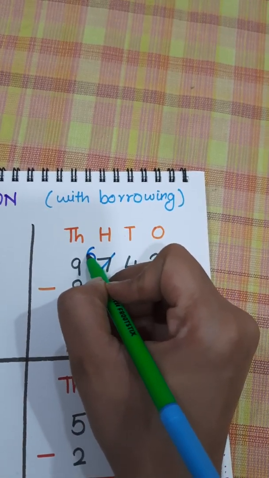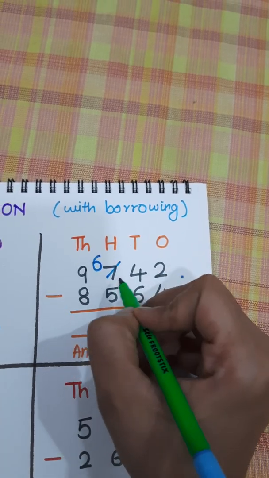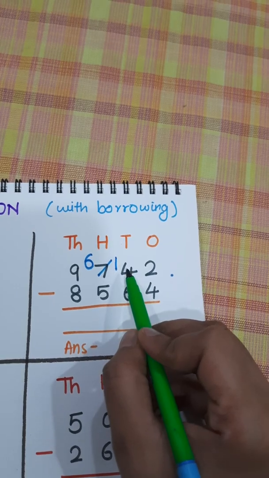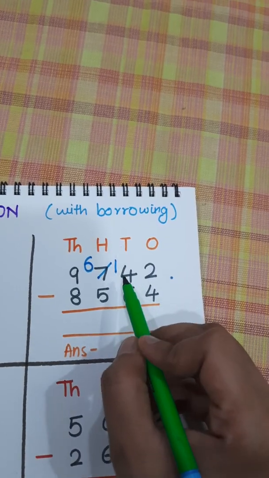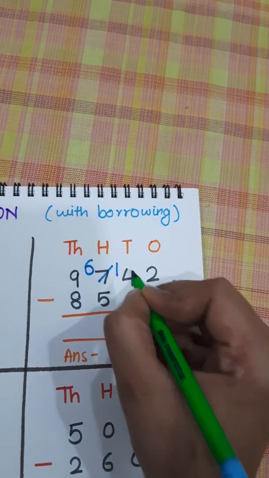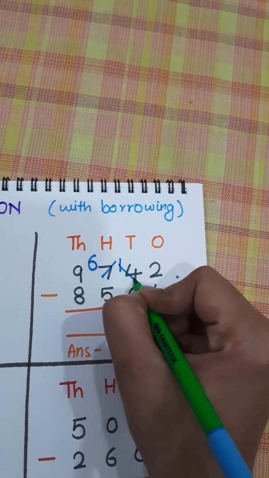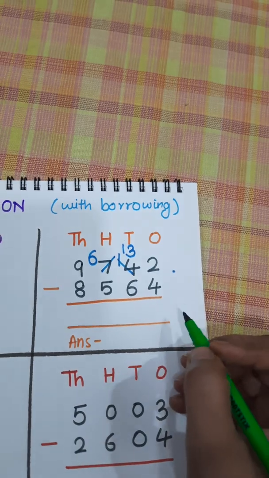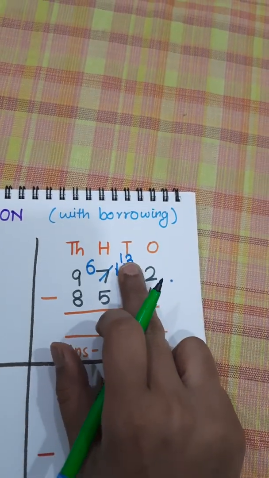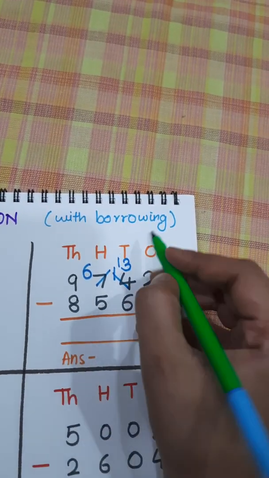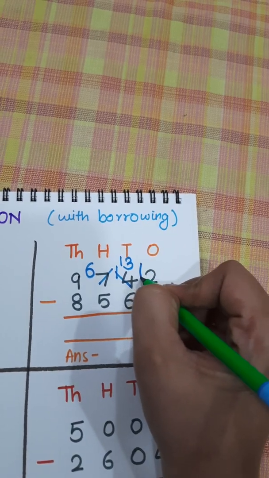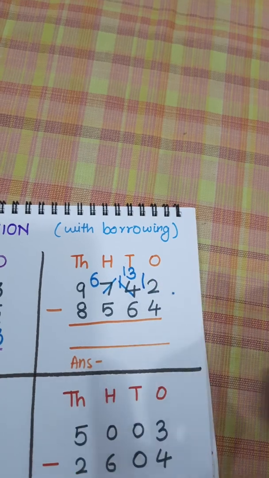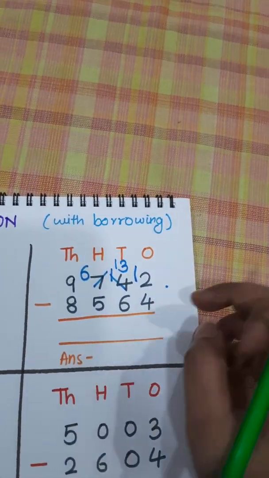So we have taken from here and it is left with 6. We have passed on 100 over here, so it has become 14 tenths. So this also wants to lend. Okay, we will give help to ones place also. Since it was 14, now it became 13, and one is forwarded to make it 12 at ones place. Now I'm stronger, I can get subtracted.